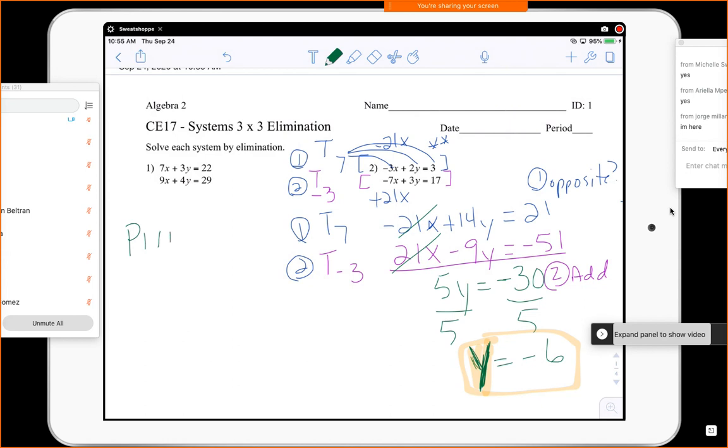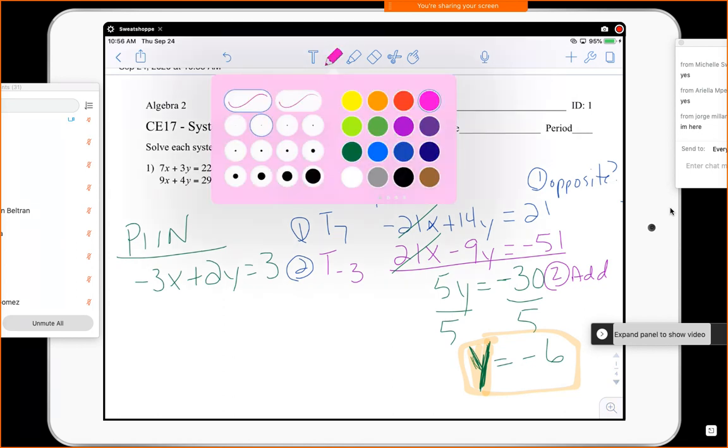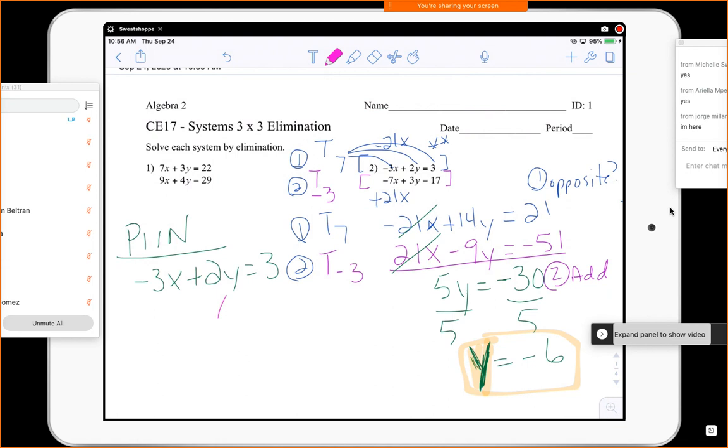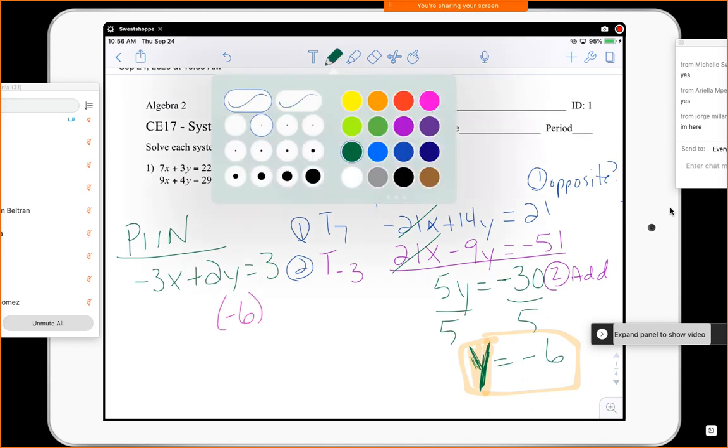Okay, I'm going to plug it in. It finally caught up. I'm going to take the first equation, just because I usually take the first equation all the time. I'm substituting in negative 6 for y. So instead of y, I'm going to put my negative 6 there. Negative 3x plus 2 times negative 6 equals 3. Then I've got to multiply that out. So negative 3x minus 12 equals 3.